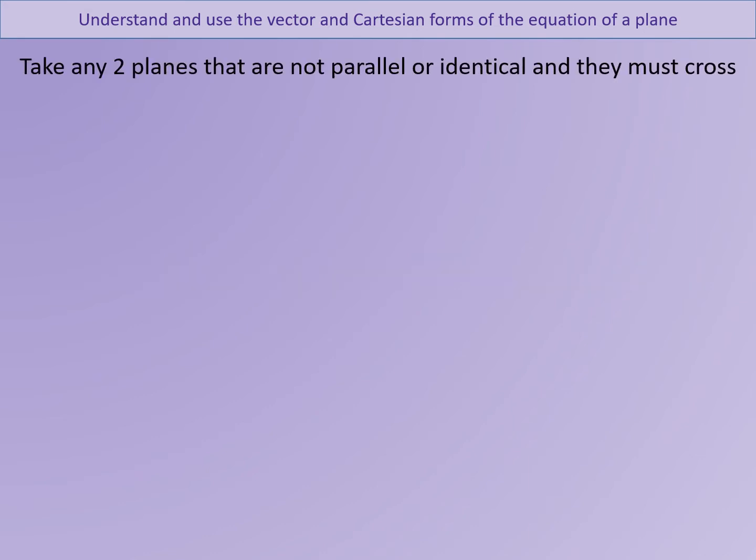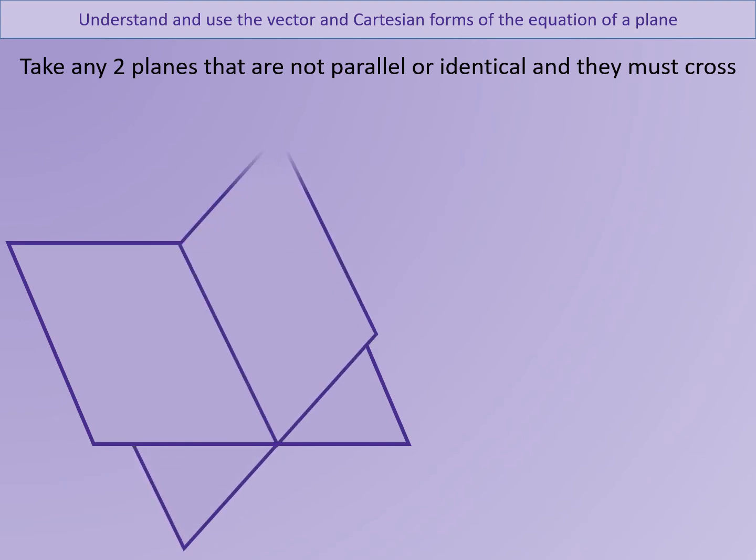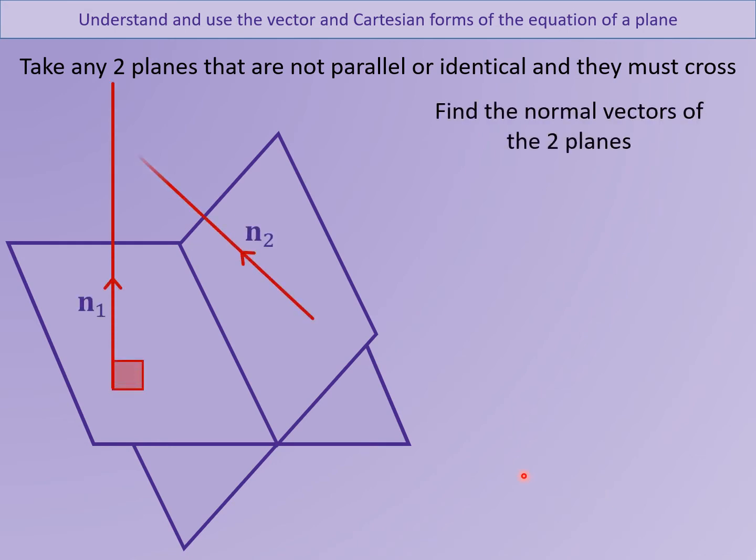Okay, so I want you to take any two planes that are not parallel or identical, and they must cross. So it's exactly the same as what we just said earlier, at the start of the previous bit. So there we go, they must cross. And we talked about taking the two normals, the same as before. There we go, two normals.